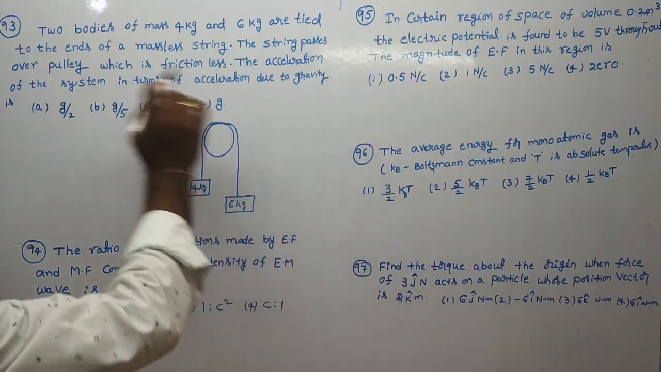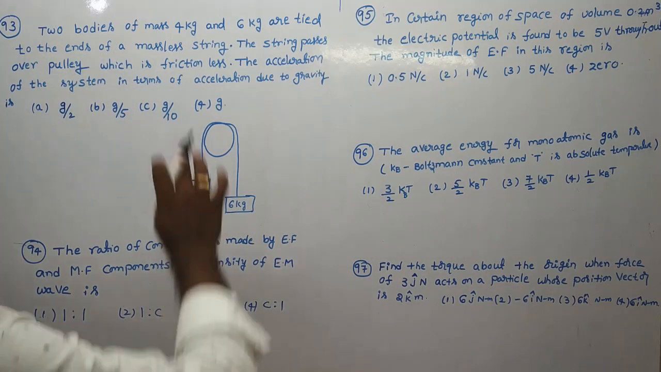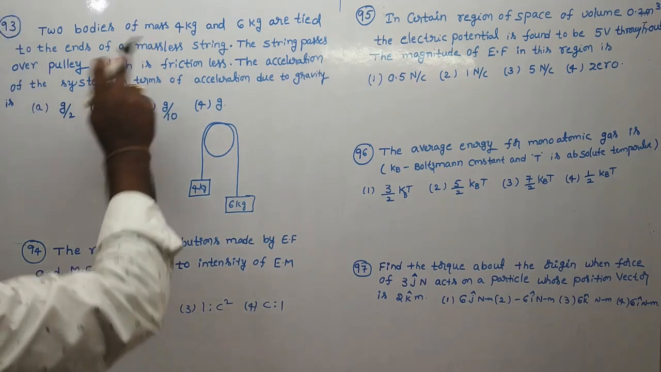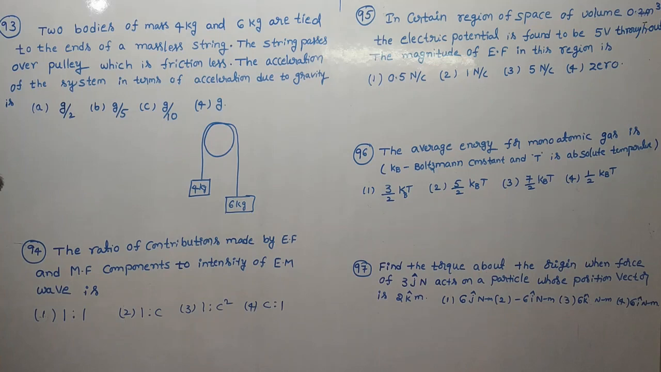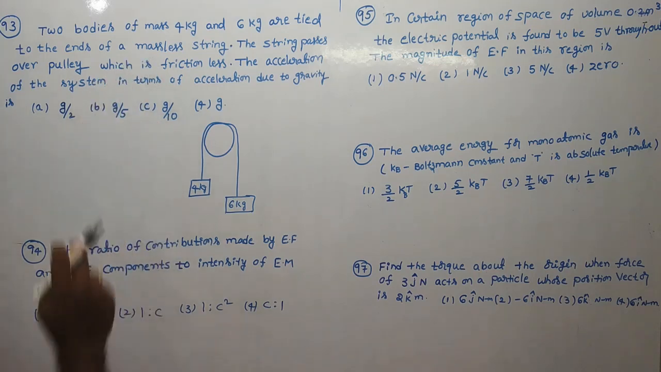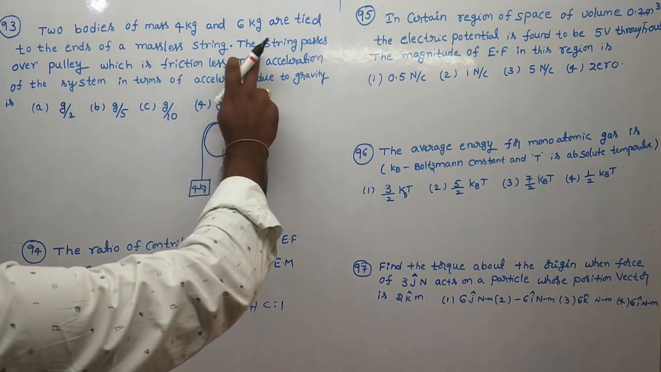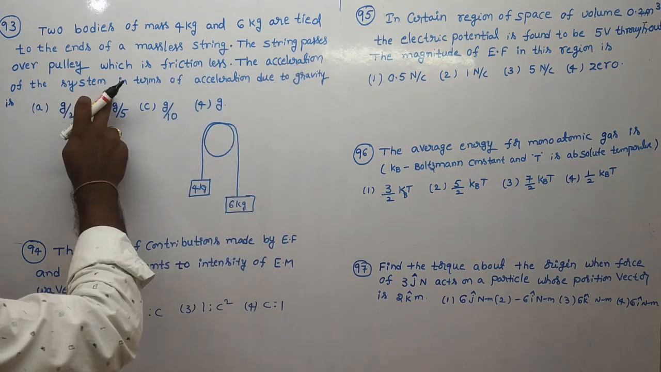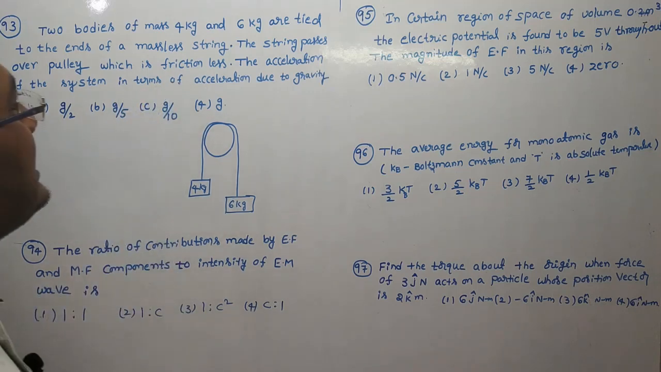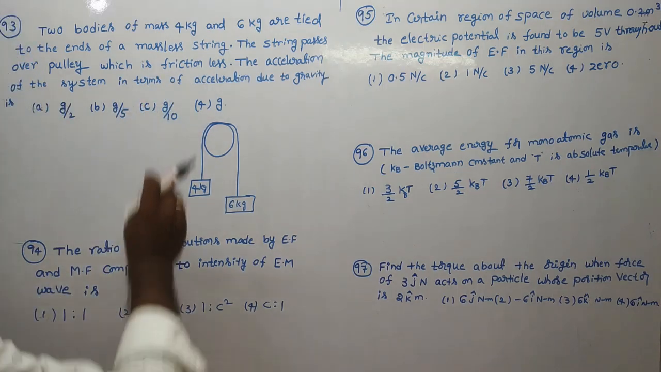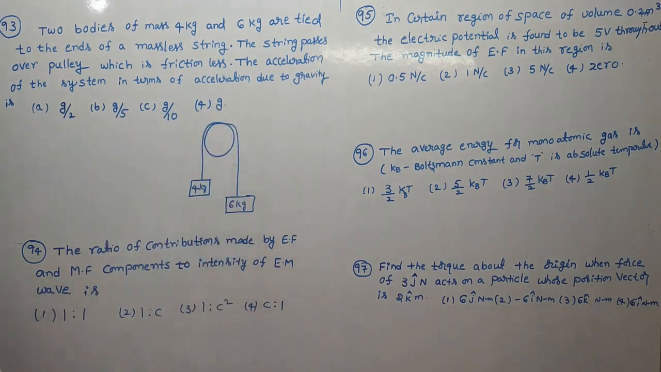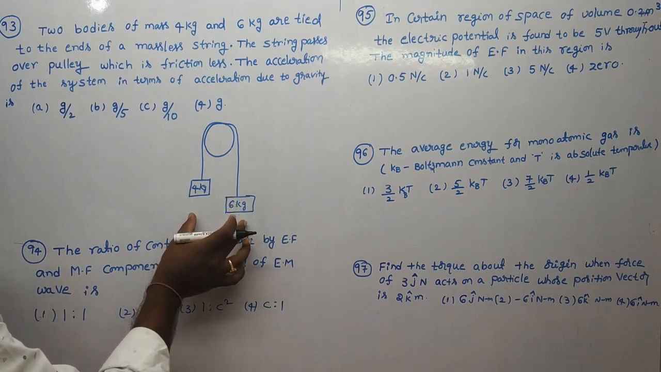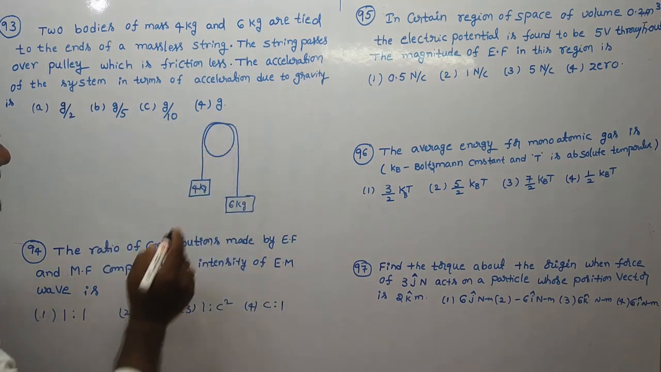The next problem: two bodies of mass 4 kg and 6 kg are tied to the ends of a massless string. The string passes over a pulley which is frictionless. Find the acceleration of the system in terms of acceleration due to gravity. The situation is given in the form of a diagram. A 4 kg mass and 6 kg mass are suspended by a string over a pulley.